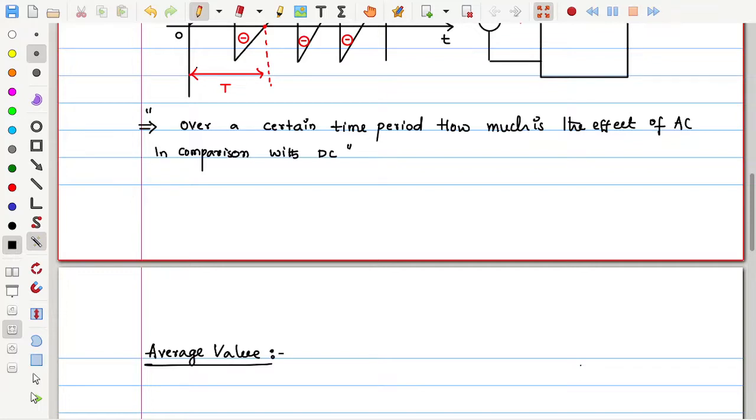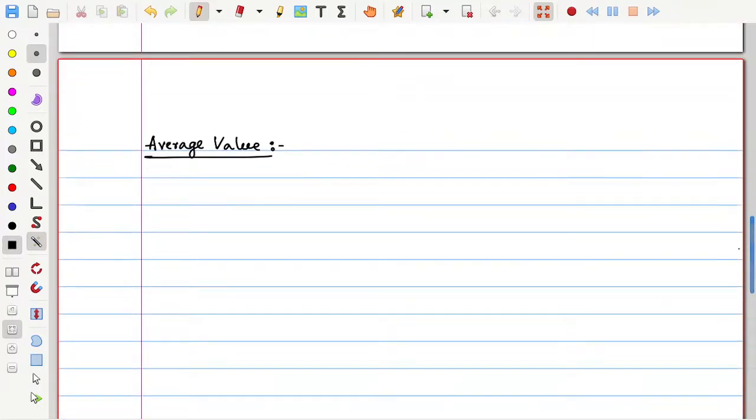So now let us take the average value and see how we calculate it. If I have a generalized function f of t, this may be voltage v of t, or it may be current i of t. Previously we saw some waveforms of such a nature.